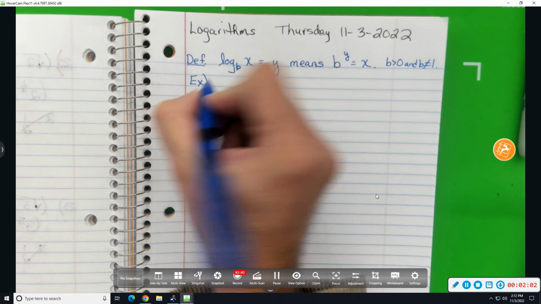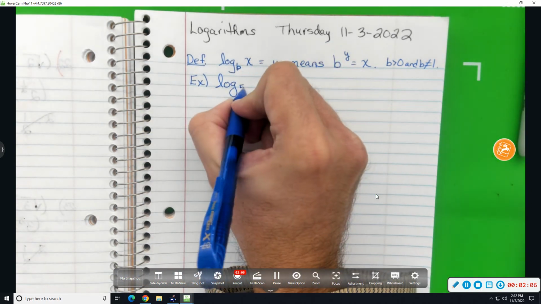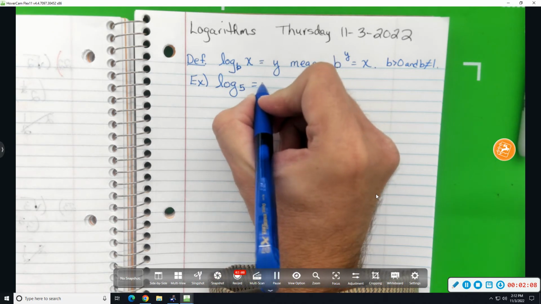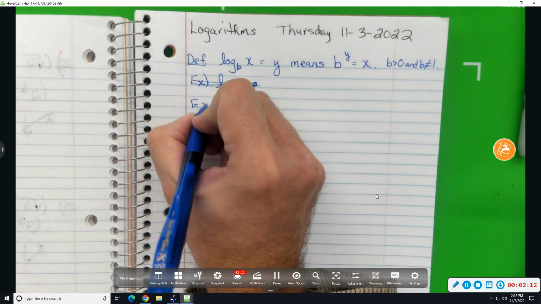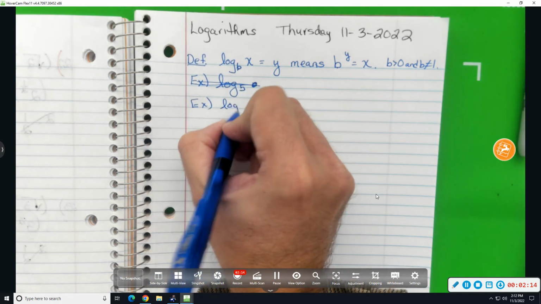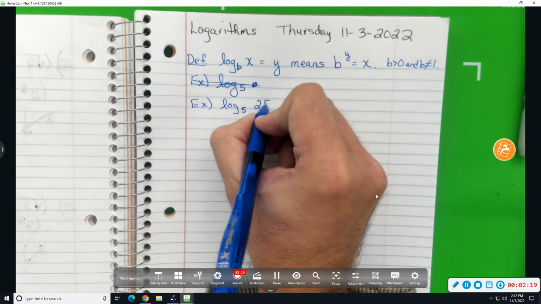Let's look at an example. Try to figure out this. Oops. Let me write it down neater. Try to figure out this logarithm. Log base 5 of 25.